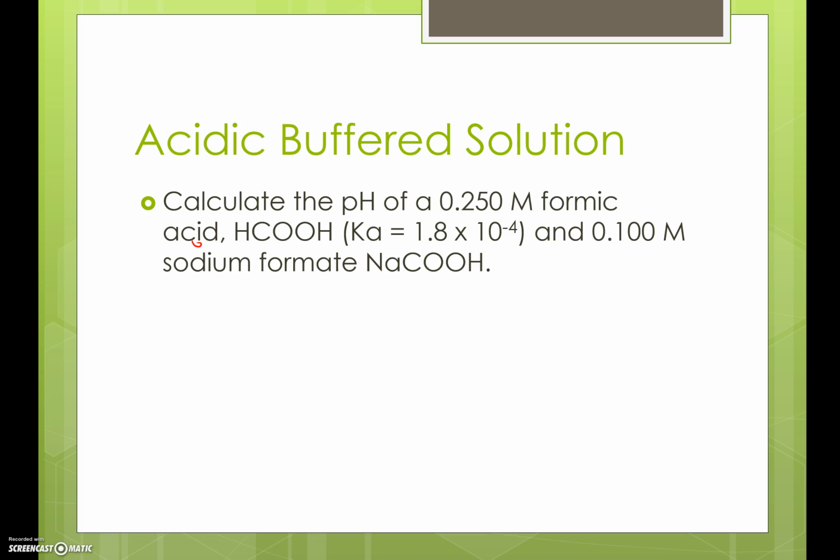Now let's do another quick review problem. This time we're going to calculate the pH of an acidic buffered solution. So it says calculate the pH of a 0.250 molar formic acid solution that also contains 0.100 molar sodium formate. So go through and do that calculation. We'll be back in a minute and we'll check and see how you did.